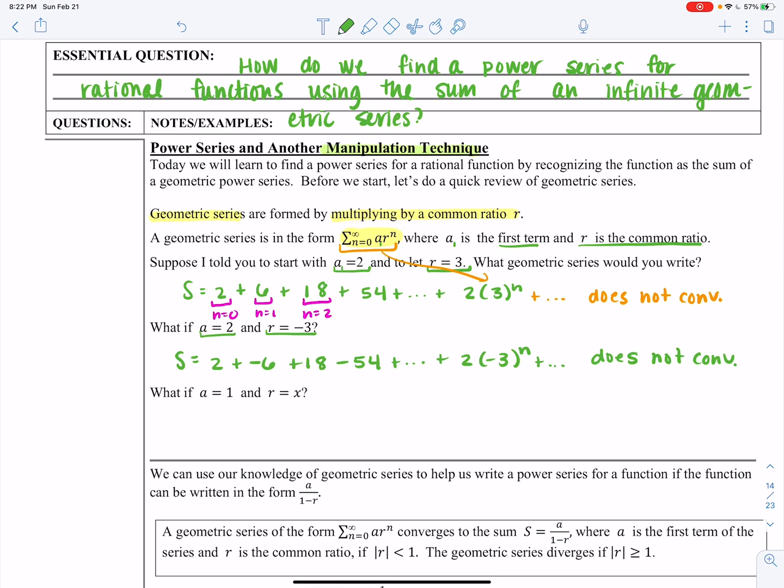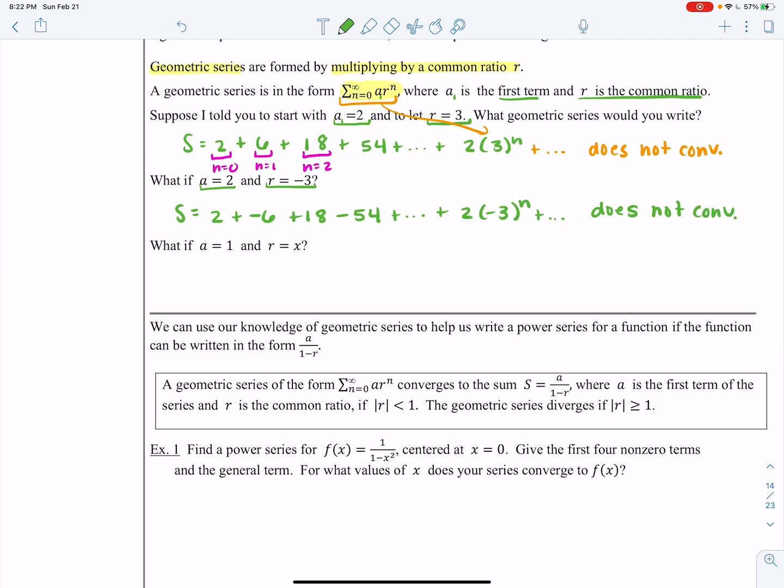But I could do the same thing, and here's where we get kind of fun, with variables. What if I let the first term be 1 this time, and I let the common ratio be x? So that would mean my first term is 1. 1 times x is x. Times x again is x squared. Times x again is x cubed. And this would continue to follow the pattern of x to the n.